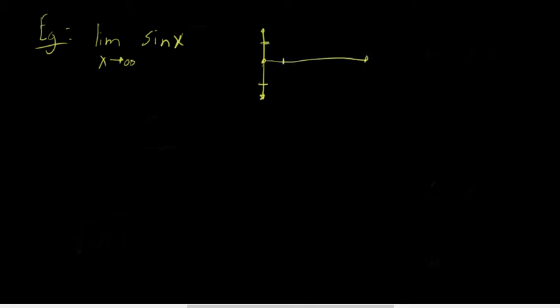And we're going to take a look at another example. It's the limit as x tends to infinity of sine of x. So hopefully you'll remember from pre-calculus that sine of x looks kind of like this. So this is pi over 2, pi, 3 pi over 2, 2 pi, and we'll let it continue on.